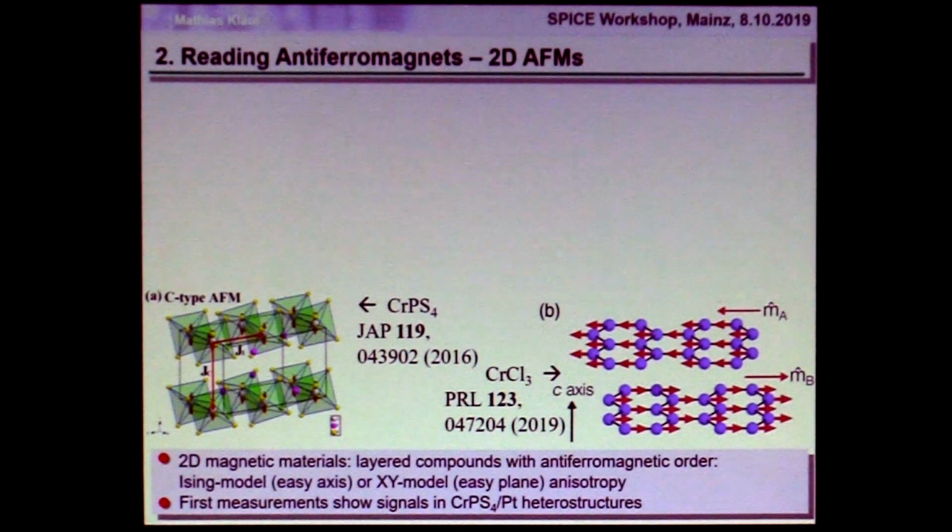The main problem with this is that actually it's not stable in air, and that makes life tough. So if you want to actually measure this, you need to actually flake it in a glove box, load it in the glove box in the UHV chamber, which is not so easy to build.